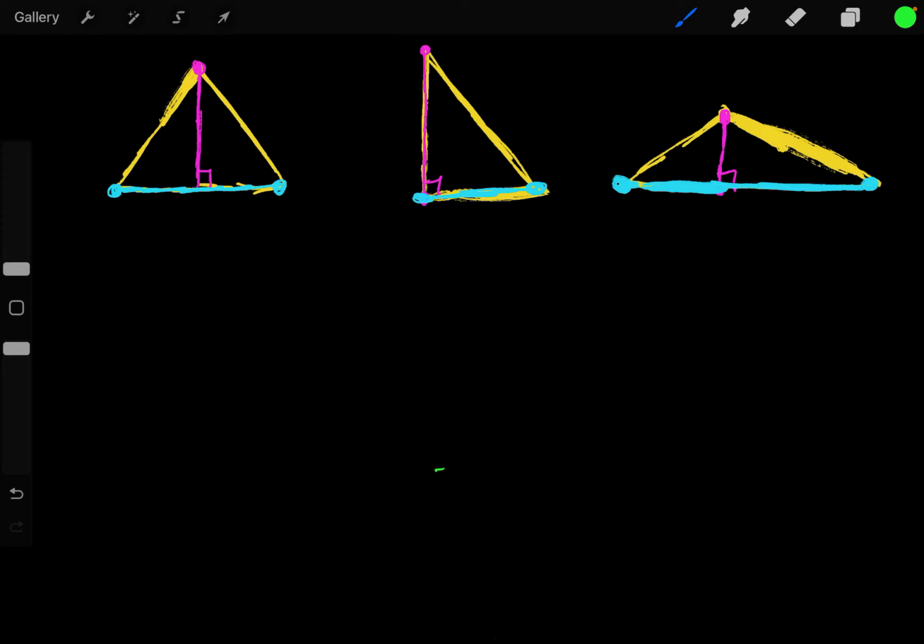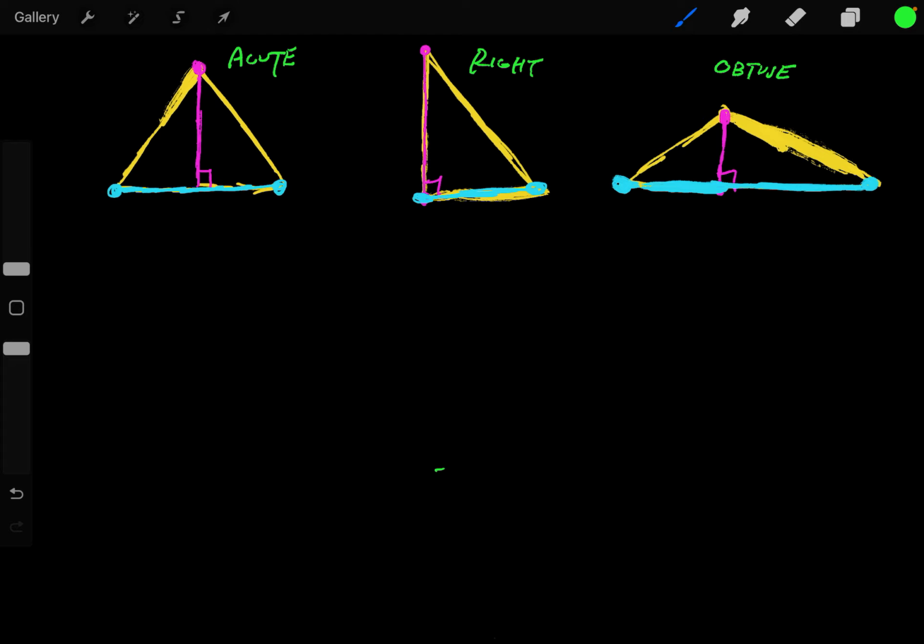Okay, so here I have the three possible types of triangles. We have our acute triangle, no angle is greater than 90 degrees. Here we have our right triangle with one angle exactly 90 degrees, and then we have the obtuse triangle with at least one angle greater than 90 degrees.